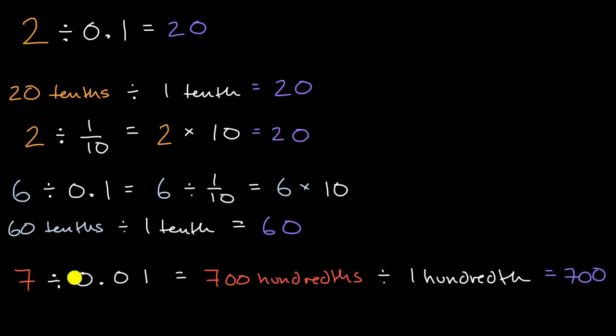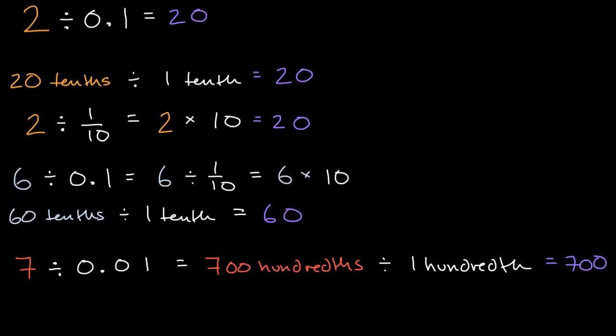Now you could also rewrite this as a fraction if you like, so that some of the principles we saw up here still apply. So we could rewrite this as 7 divided by 1/100th. And so this is going to be the same thing as 7 times 100 over 1, or 7 times 100, which once again will get you to 700. So I think you see a pattern. Divide by a tenth, same thing as multiplying by 10. Divide by 100th, same thing as multiplying by 100.